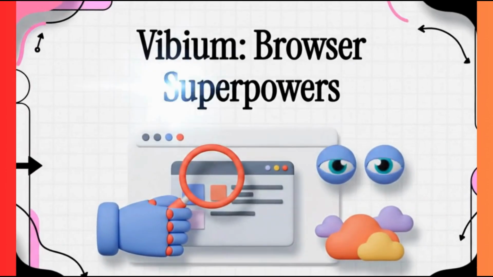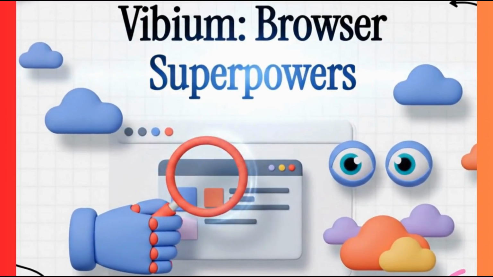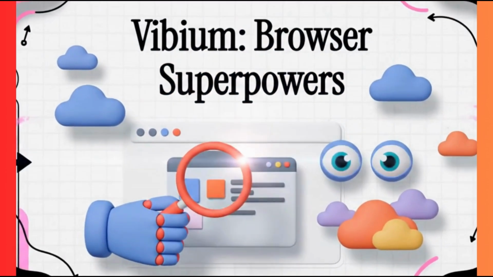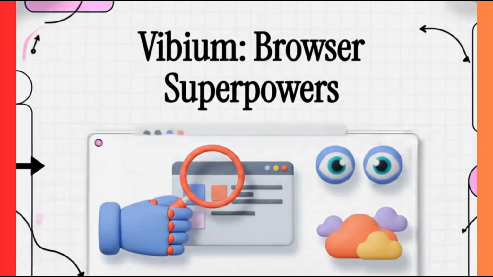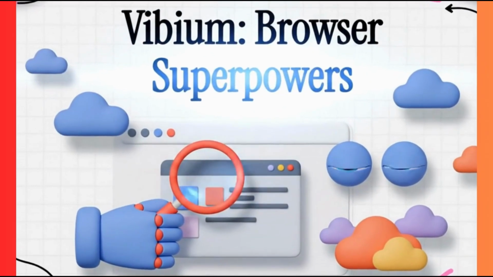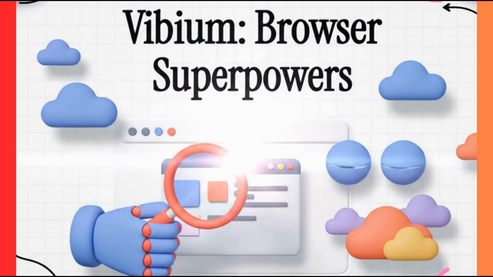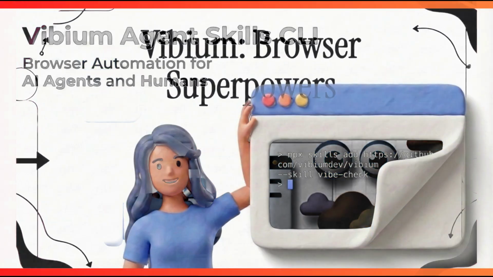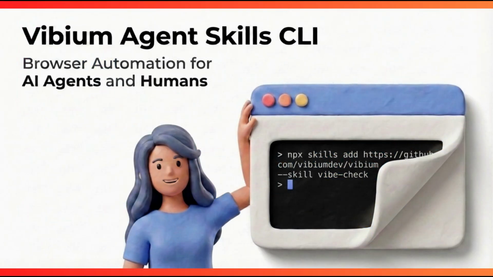Okay, so what if your AI agent could browse the web, not just by reading code, but by actually seeing it? You know, clicking buttons, filling out forms, and navigating pages just like a real person. Well, that's not science fiction anymore. It's a tool called Vibium, and it is about to completely supercharge web automation.